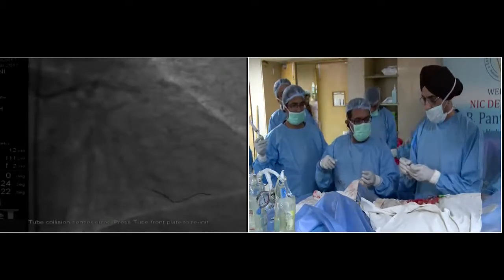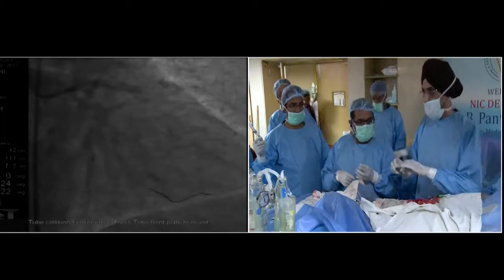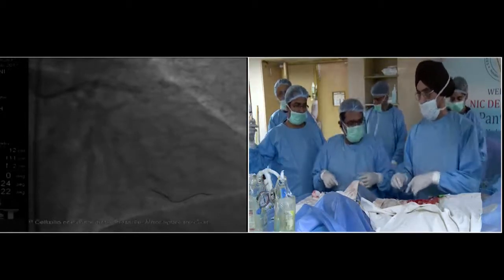So fortunately, even though there was calcium, we could get away with high pressure in the LAD and the circumflex as well.